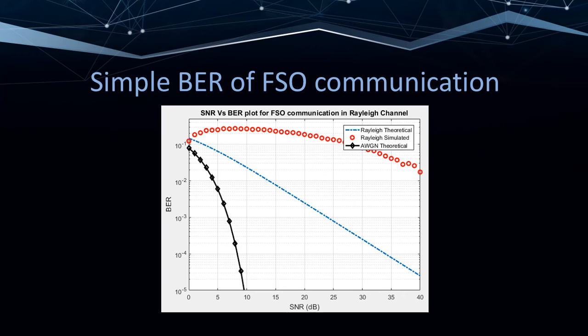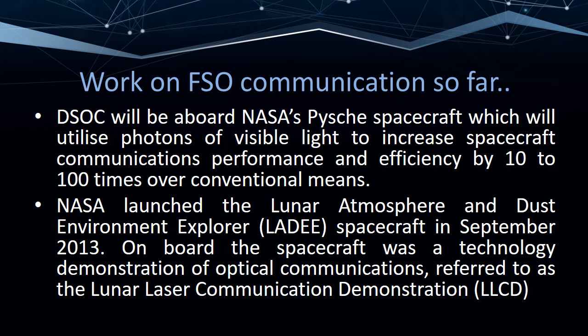So to mitigate these kinds of effects due to the noise and the atmospheric modeling we are having, polar coding is being implemented in FSO communication. Work on FSO communication so far includes DSOC, which will be aboard NASA's Psyche spacecraft and will utilize photons of visible light to increase spacecraft communications performance and efficiency by 10 to 100 times over conventional means. In 2020 and 2021, NASA was working on DSOC, a project which uses FSO communication, to increase its efficiency 100 times and improve its performance.